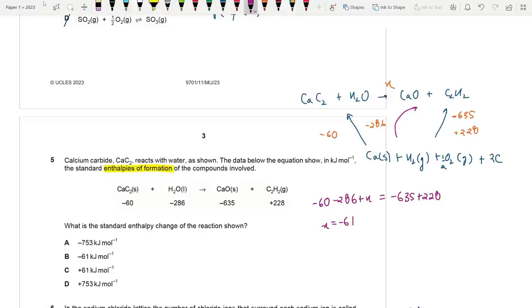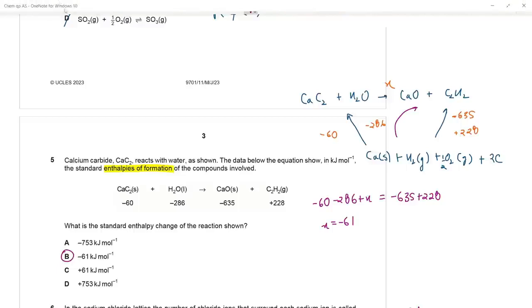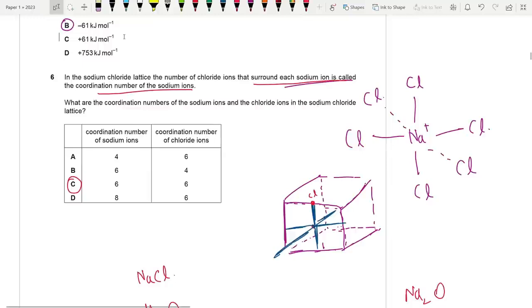Okay, so here you go. So 5 should be B. I just checked the mark scheme. It's correct. Okay, let's move on to number 6. Okay, I had this done.